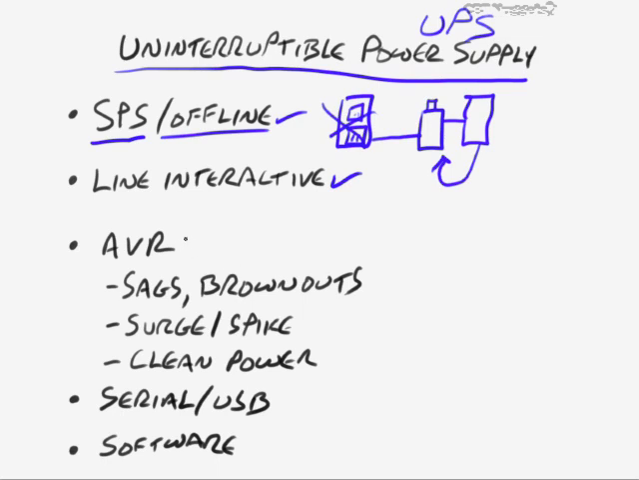Other things that the UPS will do for you is to provide automatic voltage regulation, or AVR. This will protect you against things like sags and brownouts. And you can understand that because since this computer is being powered by a battery, then if this power goes out, or if it sags, or if it has a brownout, then it really doesn't affect the current going from the battery to the computer here.